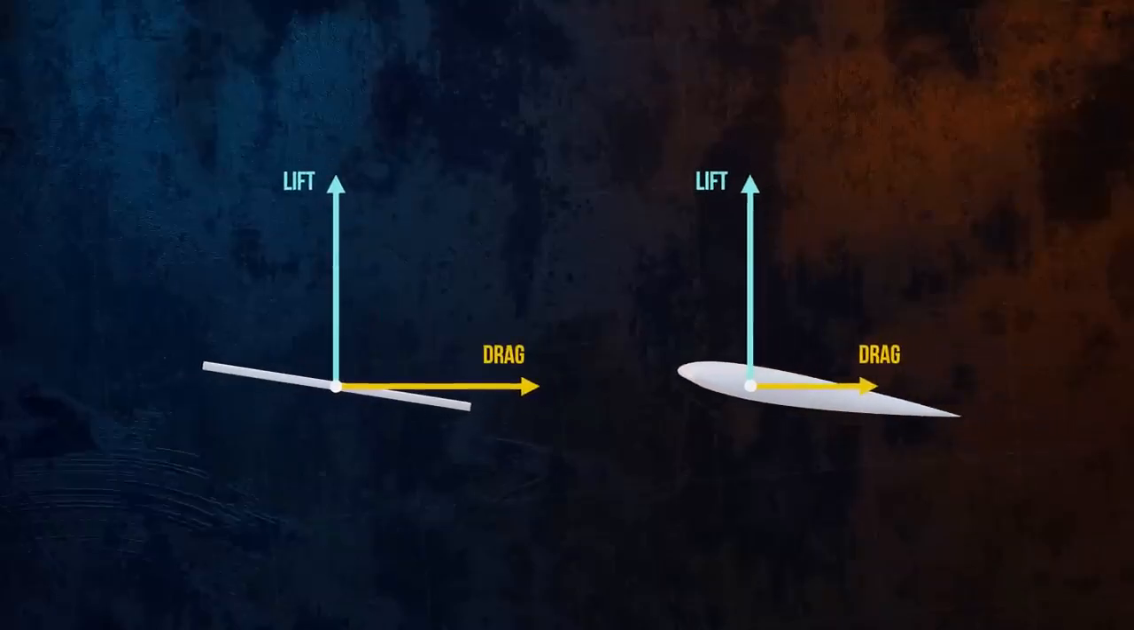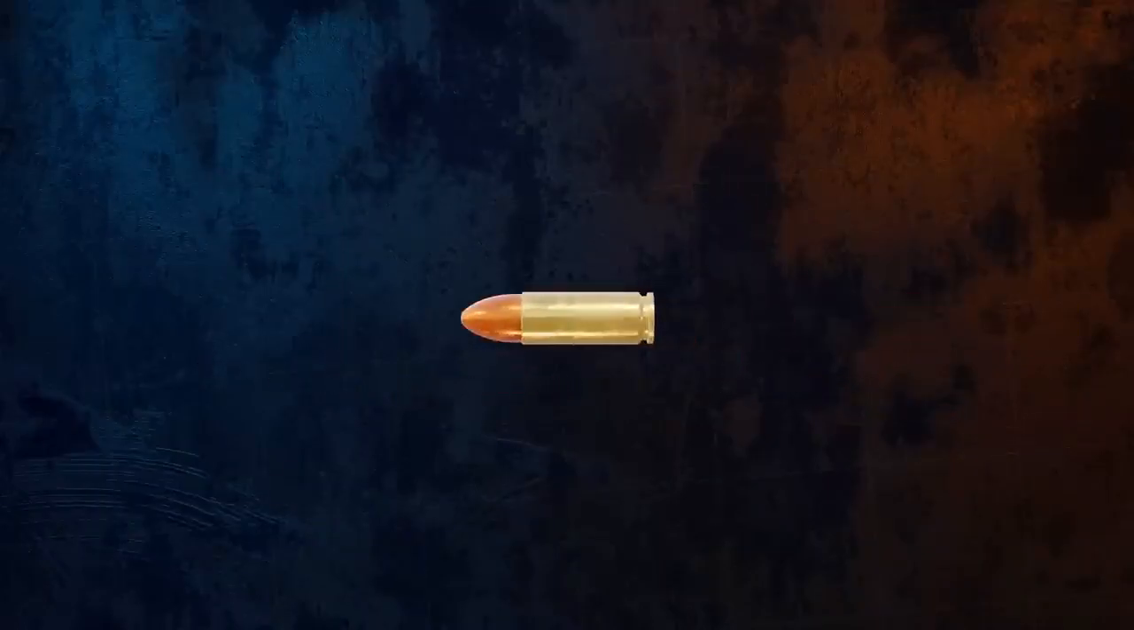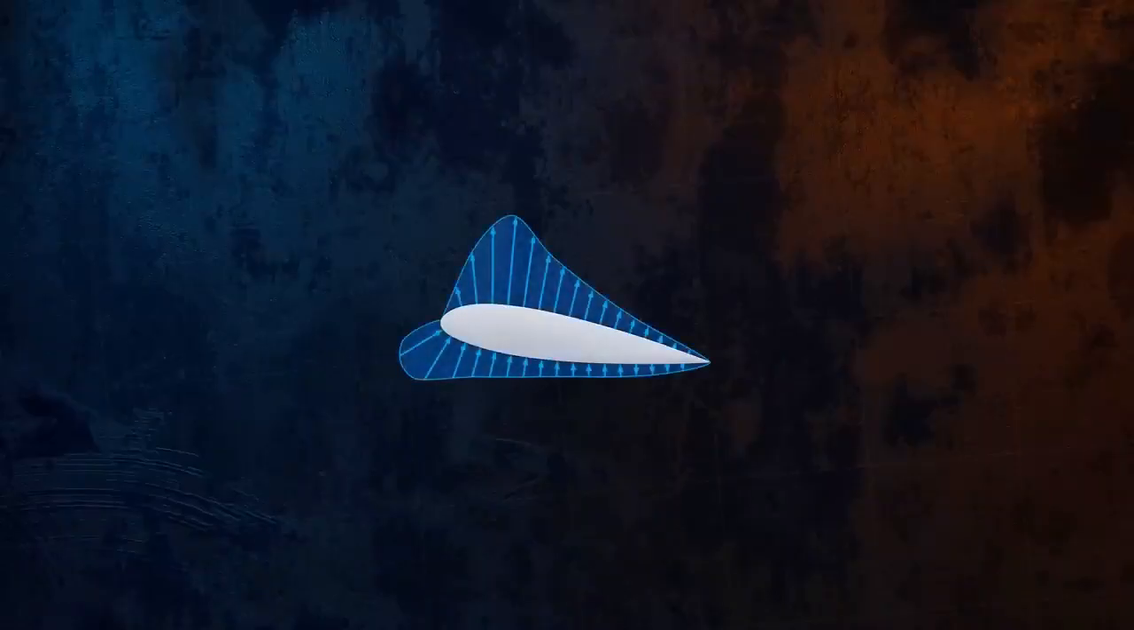Without a difference in pressure above and below an object, there can be no lift. A symmetrical body like this bullet doesn't generate any lift force because there's no pressure difference around it. So we know that lift is caused by the pressure distribution around the airfoil. But where does the pressure distribution come from?